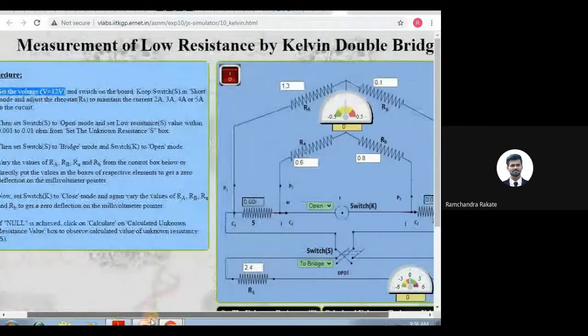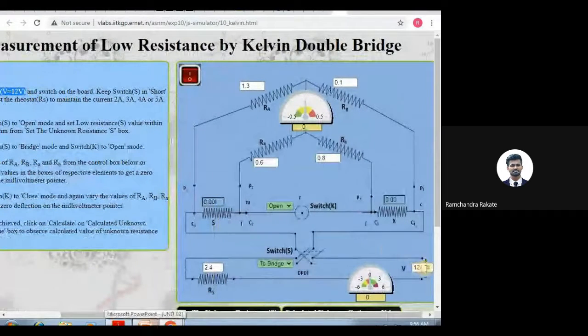First is, set the voltage to 12 volt. So which is my voltage source? This one. So I will just change it. I will keep it at 12 volt.